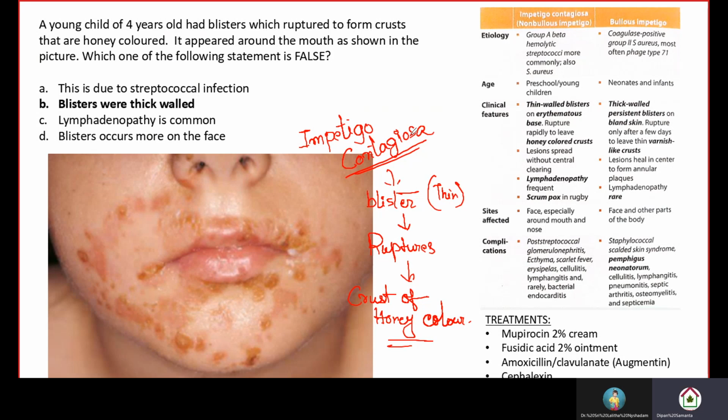It occurs due to group A beta hemolytic streptococci, more commonly Staphylococcus aureus. It occurs in preschool young children. Thin-walled blisters occur on an erythematous base, a red colored base.